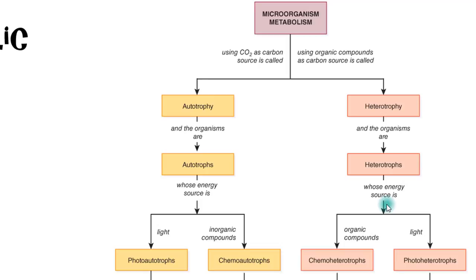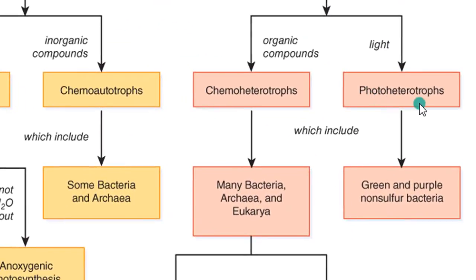And then if it's able to use an organic compound as a carbon source, but light as an energy source, then we call it a photoheterotroph. Examples of this would be green and purple non-sulfur bacteria. So they do that. All right.